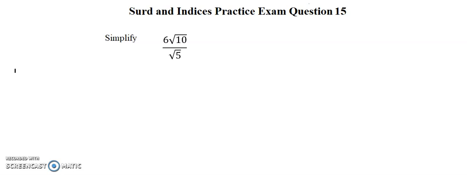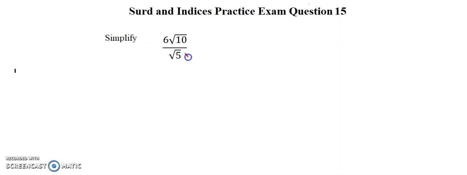Surds and Indices Practice Exam Question 15. Simplify 6 square root 10 divided by square root of 5. So the first thing we think about when we're simplifying is that we always want to rationalize the denominator. And that means we want to get rid of the square root on the bottom.